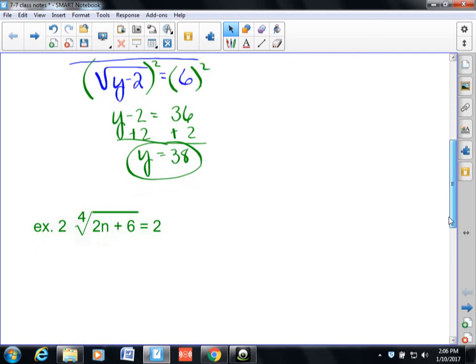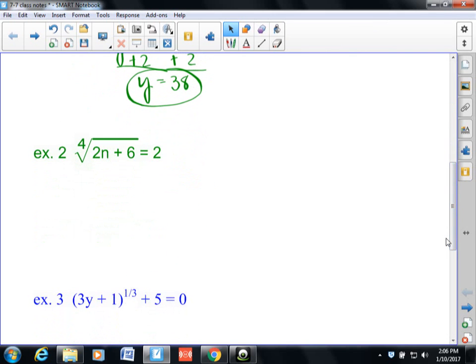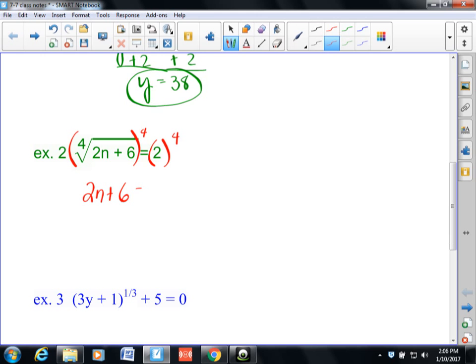Okay, let's try example 2. If you think you want to try this on your own, go for it. You'll notice that it's already isolated. So we get to just jump to step 2 right away. And that is that we get to raise both of these sides of the equation to the 4th power. Again, on the left side, by raising it to the 4th, all we've done is gotten rid of the radical. On the right-hand side, we need to make sure that we raise 2 to the 4th power.